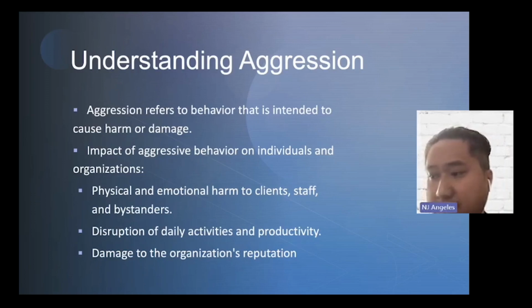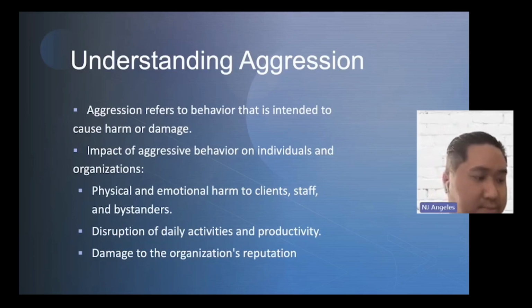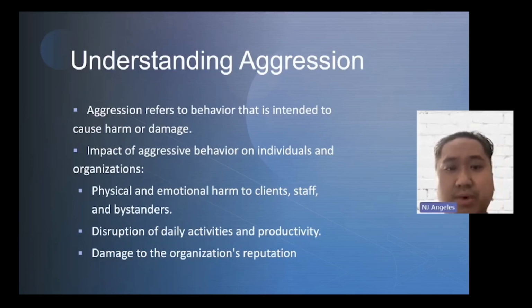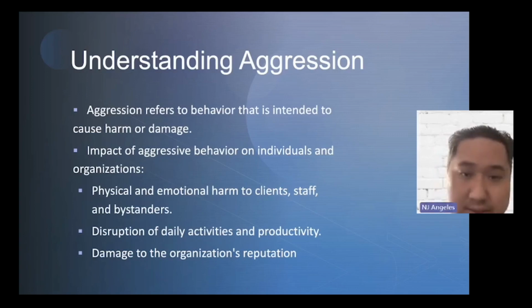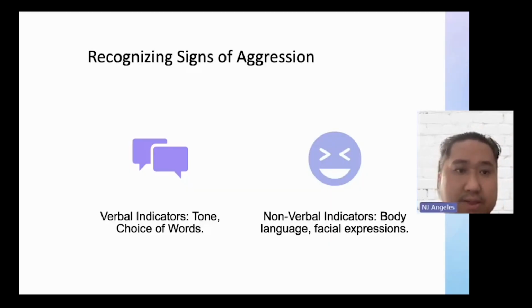And we know that now their phones are out, recording, and we don't want any of that, right? And we want to handle this properly so we don't get to a point of getting lawsuits or all these other problems. First thing is to recognize those signs of aggression.